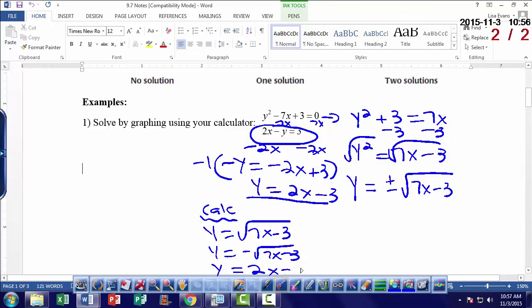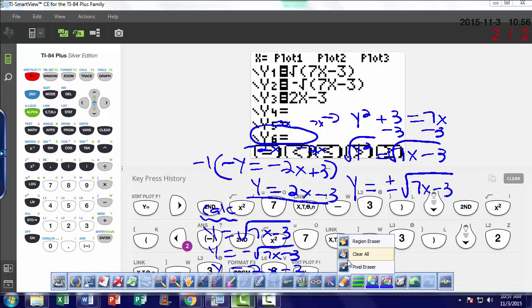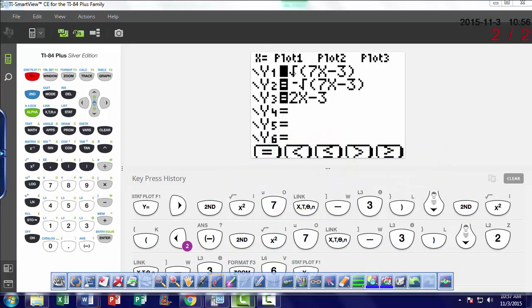So I want everyone to take your calculators, and I want you to put these three equations into your y equals screen. Now, look what happens when I do that. I'm going to erase this. Look how I put it in. I put in a square root, the parenthesis pops up. I made sure I put the 7x minus 3 inside the parenthesis, close it. Now here I had to put a negative in front of it, not a minus sign, otherwise you'll get an error. A negative. Same thing, and then I did 2x minus 3.